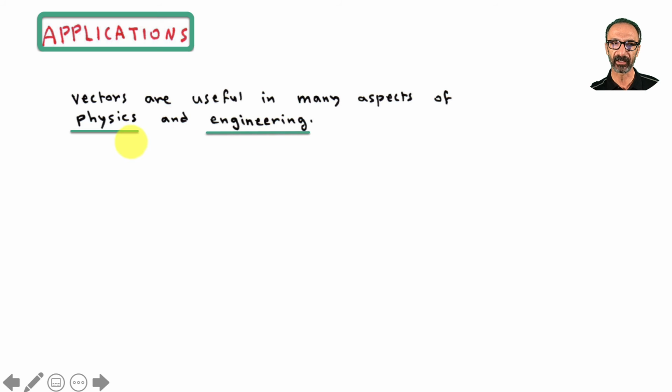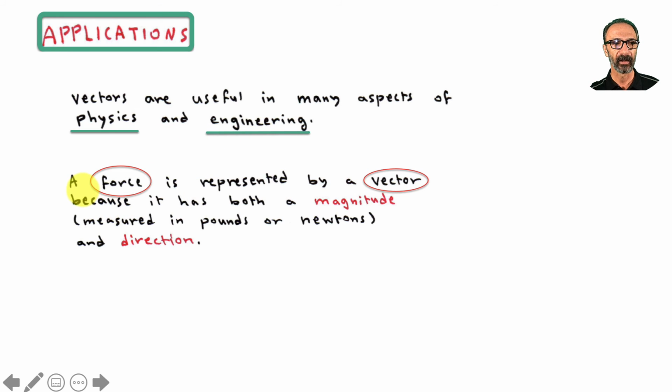Vectors are useful in physics and engineering. A force is represented by a vector because it has both magnitude, which is measured in pounds or newtons, and it also has direction. So in physics we use the word force, and that's a vector because it has both a magnitude and direction. Any vector has a length and has direction.